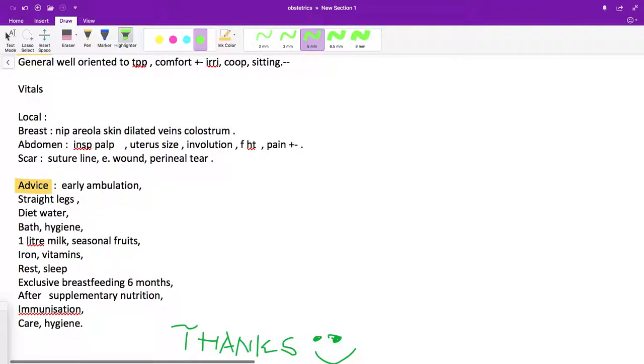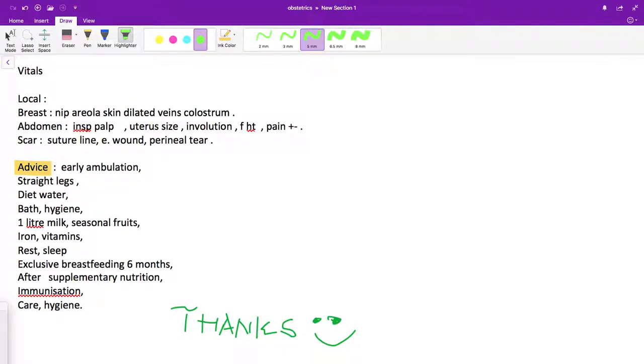So first we have to ask about the general examination. You always have to start from this statement: my patient is well oriented to time, place and person. She is sitting comfortably or lying comfortably on the couch or examining bed and is cooperative. Now, this can vary. For example, if there is postpartum psychosis or postpartum blues, or any other mental illness in the patient, she may be very irritable. Okay, she might not be cooperating, she might not be in a well conscious state. So, all that matters here, the first line.